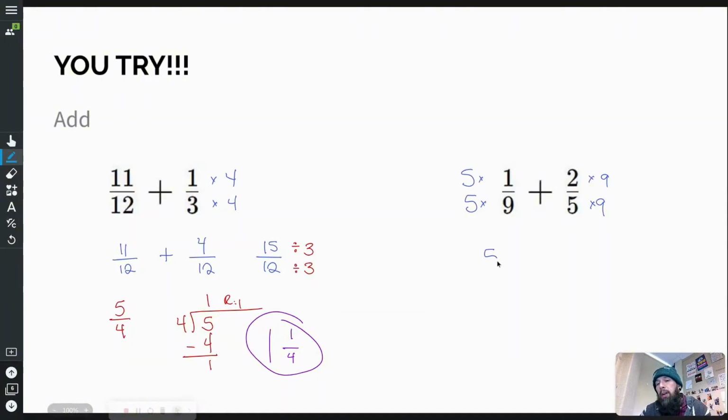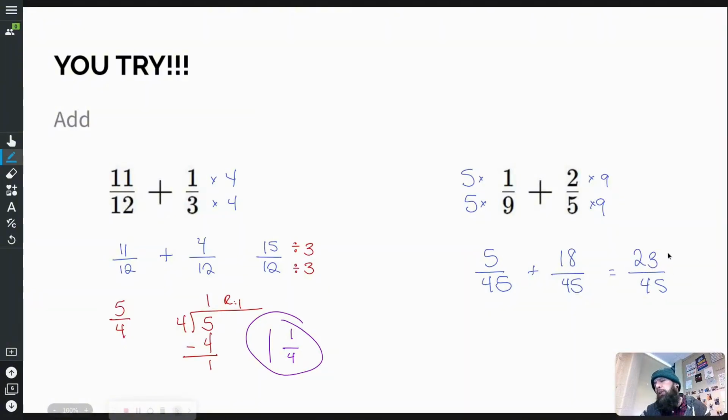1 times 5 is 5. 5 times 9 is 45. Nothing crazy. Plus sign in the middle. 2 times 9 is 18. 5 times 9 is 45. Keep the denominators the same. Add the numerators. 5 plus 18 is 23.